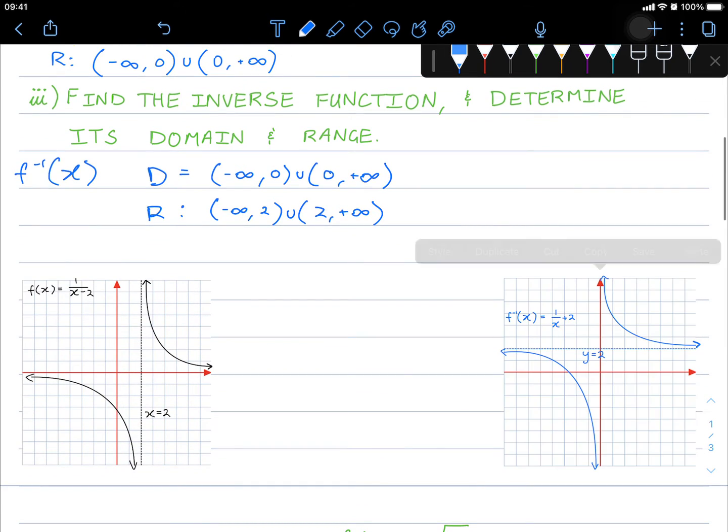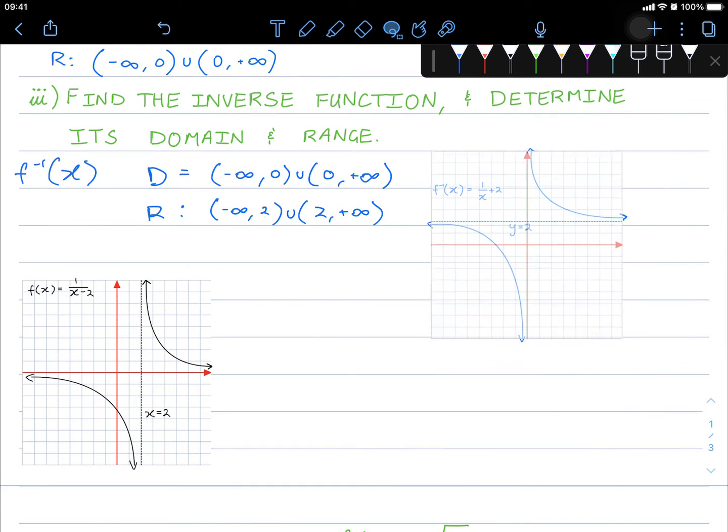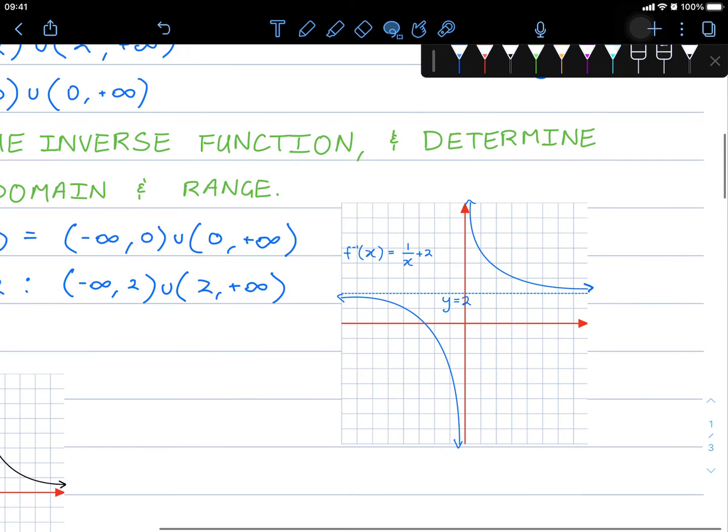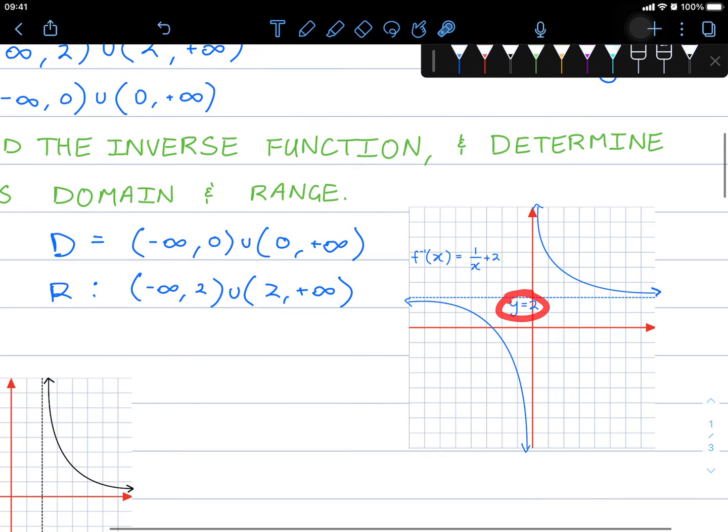And we can confirm this by looking at the graph of f inverse of x. Take a look. Notice how there's a gap at x equals 0. So its domain has a gap at 0, and its range, it's a hyperbola that's been shifted 2 units up, and so its horizontal asymptote is at 2. So the graph will never touch or hit y equal to 2. Hence, its range shown here.